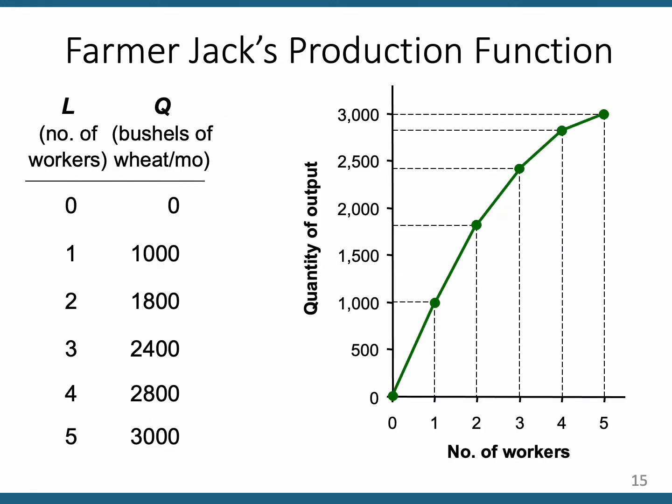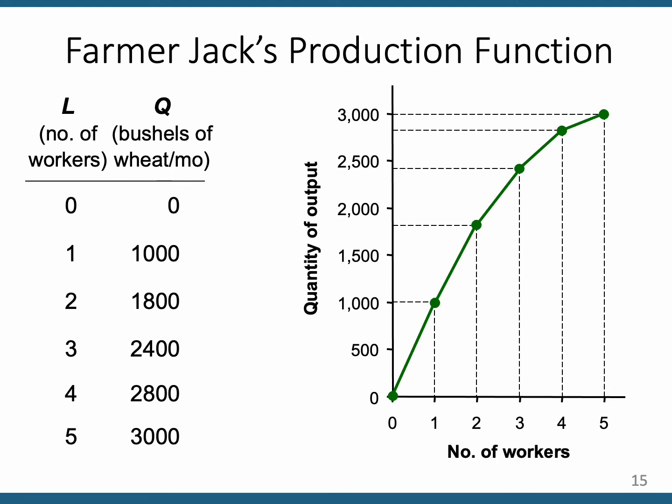Here is Farmer Jack's production function. So across the x-axis, you can see is the number of workers that he might be hiring. And then the y-axis, that's Q. That's the amount that the workforce is producing, that his farm is producing per unit time. And I think we're going to be doing per month. Yes, this is bushels of wheat per month. So look at the table on the left first. If he has 0 workers, he's producing 0 bushels of wheat per month. Let's say he's going to start with just 1 worker. Well, his farm will be producing 1,000 bushels per month. And that's month after month after month.